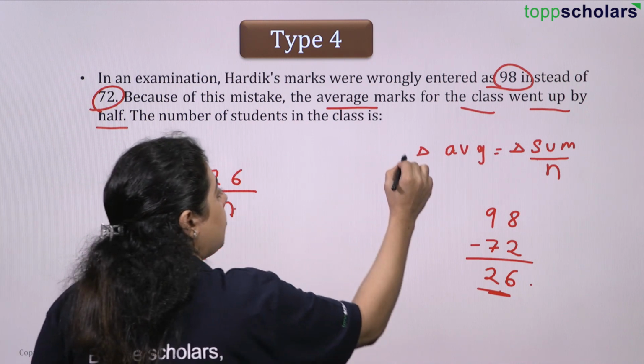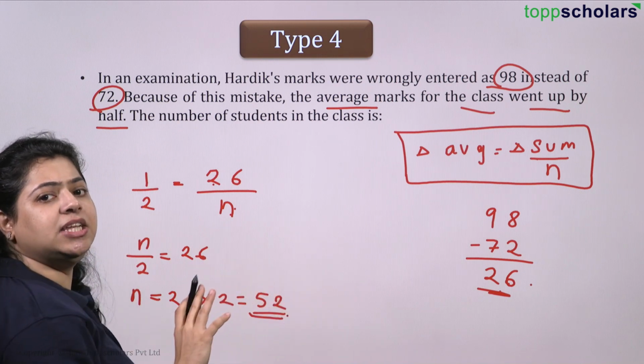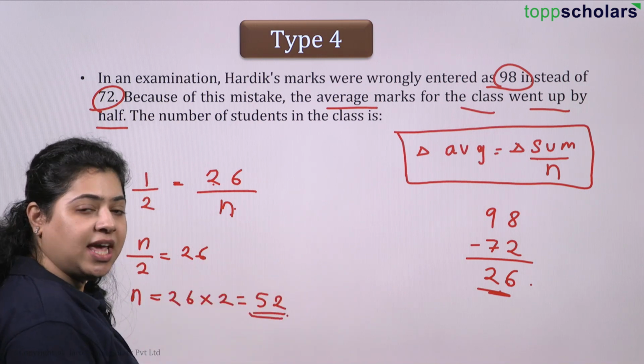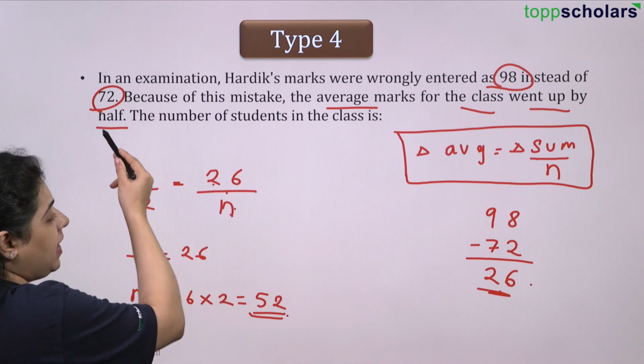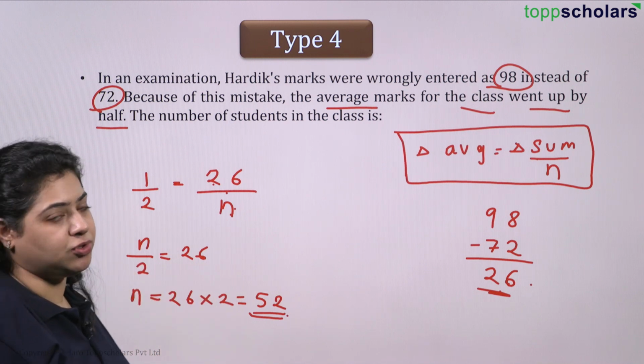So this is nothing but the formula for if there is any replacement or if there is any change in the average resulting into change in the sum. So the change in the average, what we have written, is equal to the change in the sum, 98 minus 72, upon n. So we found out n is equal to 52 students.